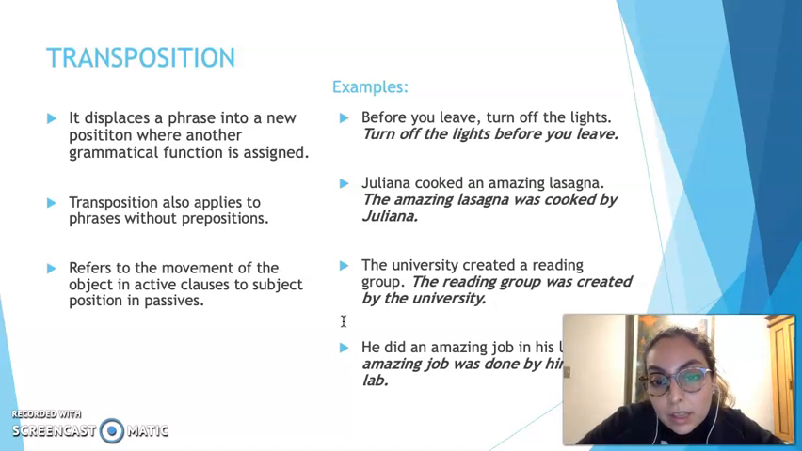Another example is Juliana cooked an amazing lasagna. The amazing lasagna was cooked by Juliana. It refers to the movement of the object in active clauses to subject position in passives. So, the university created a reading group. The reading group was created by the university. Another example, he did an amazing job in his lab. An amazing job was done by him in his lab.